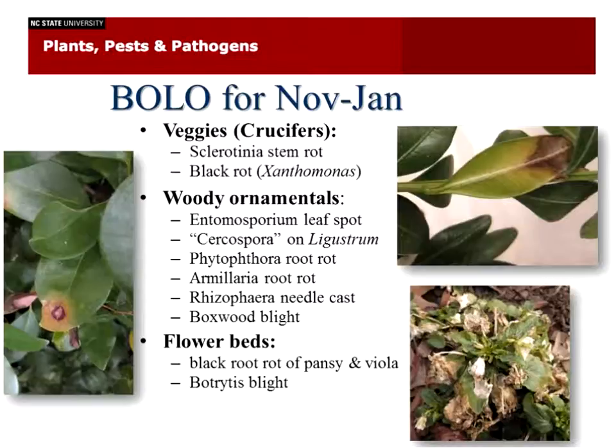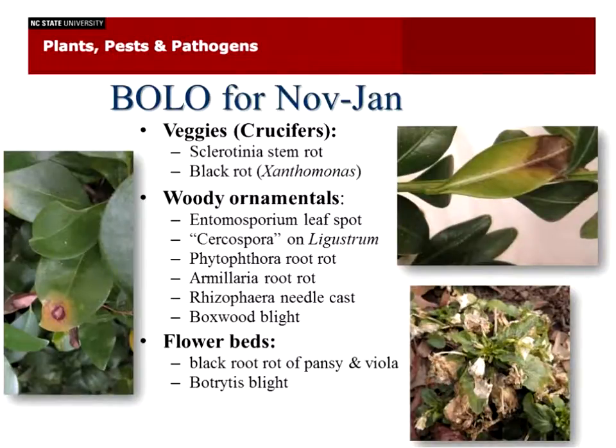blight. The classic leaf symptom is shown in the upper right there, although sometimes I've been seeing it on samples where we don't have that. One most recently didn't have the classic leaf spots. It did have the stem streaks and defoliation, but it was nevertheless boxwood blight.